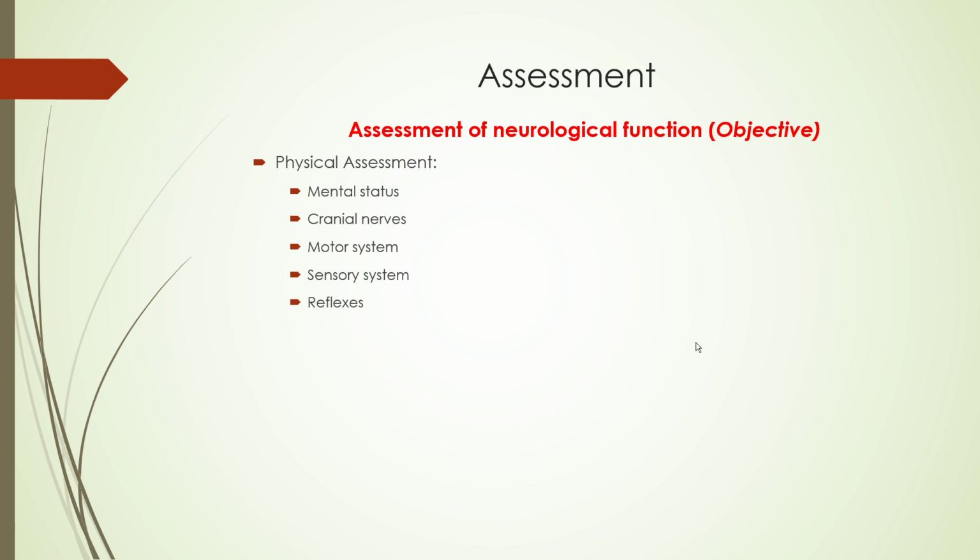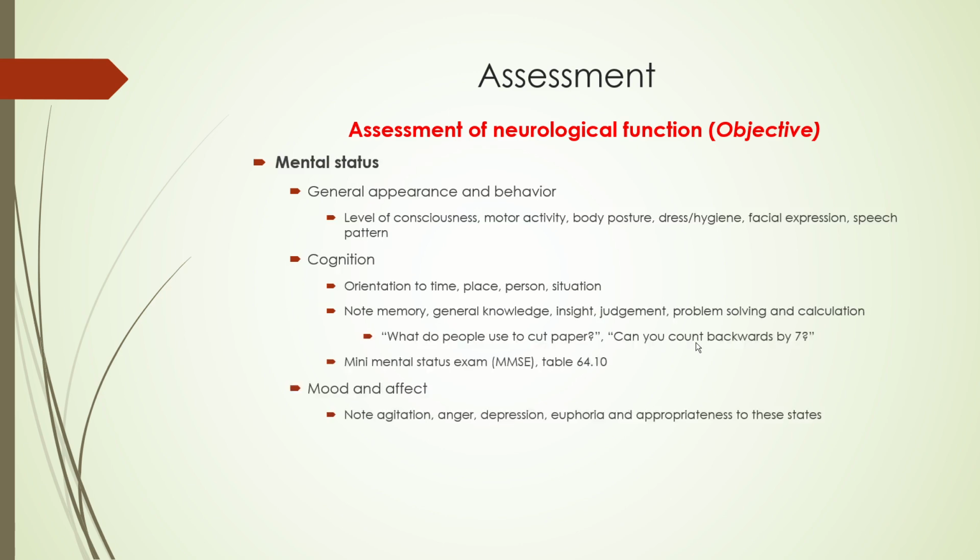Okay, so now we're talking about our objective assessment. We've completed our subjective assessment, now we're going to go to the objective assessment, the physical assessment for neurological abnormalities. So generally we follow this list here: mental status, cranial nerves, motor system, sensory system, reflexes. So the first here is mental status.